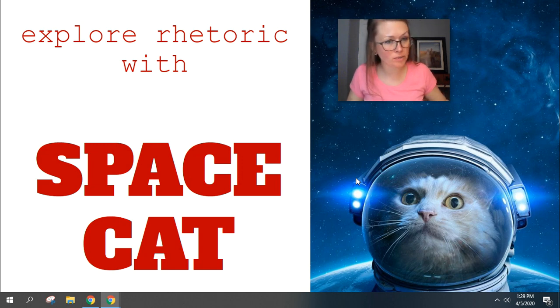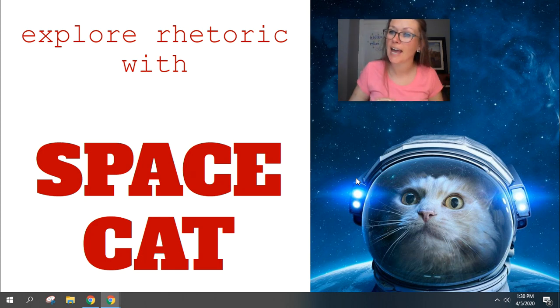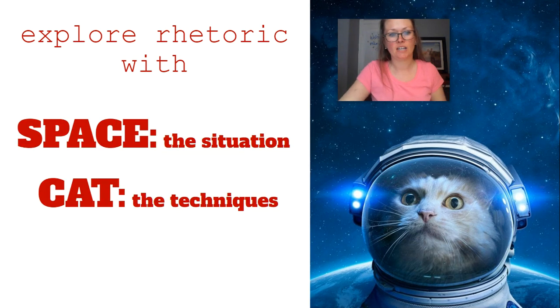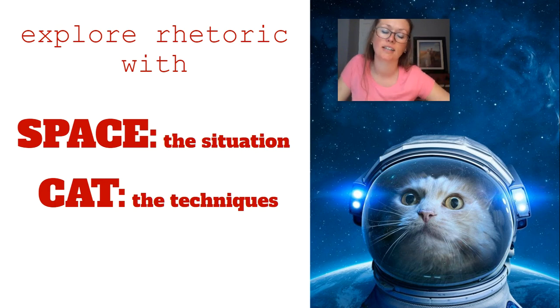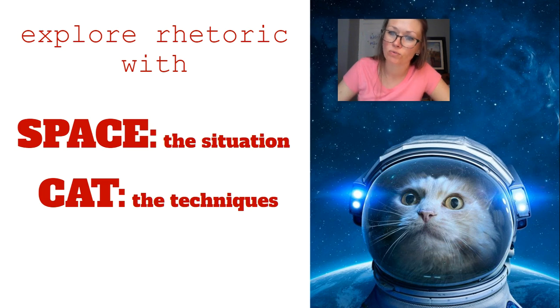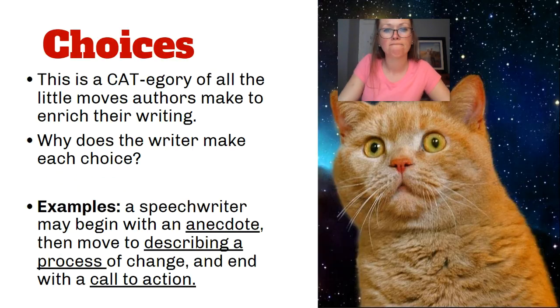During our last video, we were talking about exploring rhetoric and rhetorical analysis through space. Today, we're going to focus on the cat part. Okay. So, just like space talks about the situation in which a text exists, the cat part really focuses on the techniques and the choices the writer is making in order to clearly communicate their argument and accomplish a purpose.